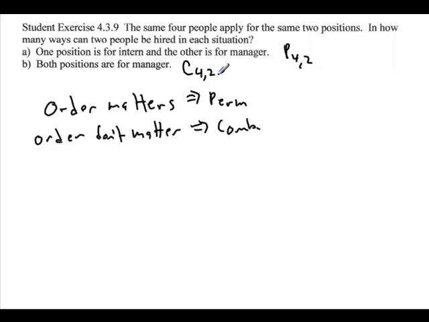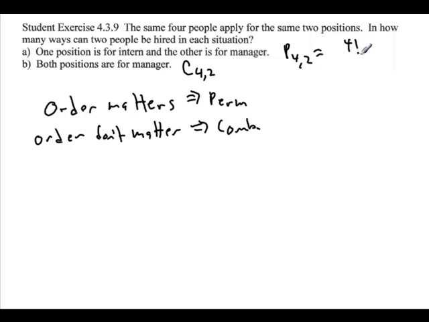Can you see the difference in these 2 problems? Here, the distinction is made, just like first and second place. You have intern and manager. And in this problem, they're both manager. In other words, they both get a grand prize, combination. So all we have to do from here is just simply plug and chug into the formulas.